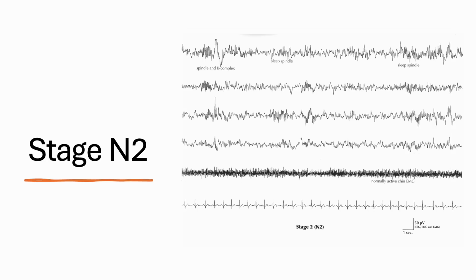Here's a textbook example of N2. It's chock full of sleep spindles. Here's a sleep spindle. Here's a sleep spindle. Here's a sleep spindle. And we've got a K-complex here. Normal chin tone. It's not too high. It's not going crazy. And LAMF, low amplitude, mixed frequency.